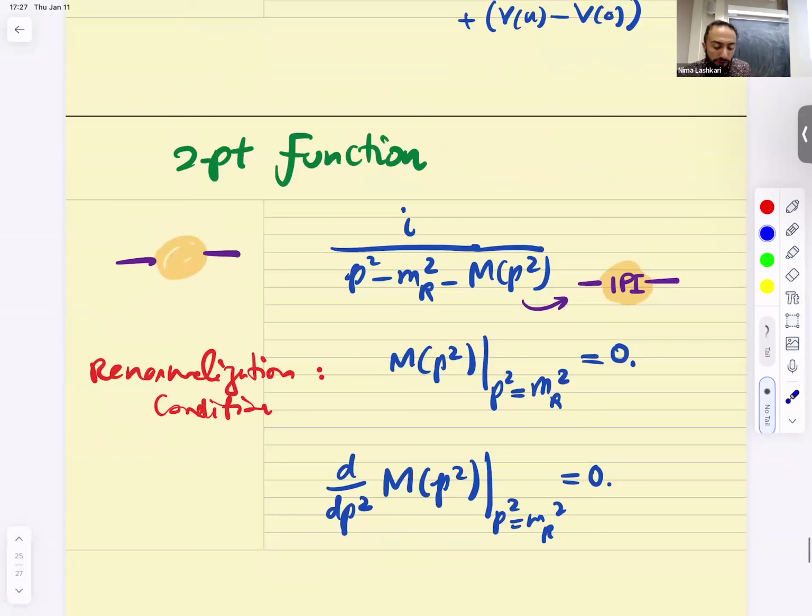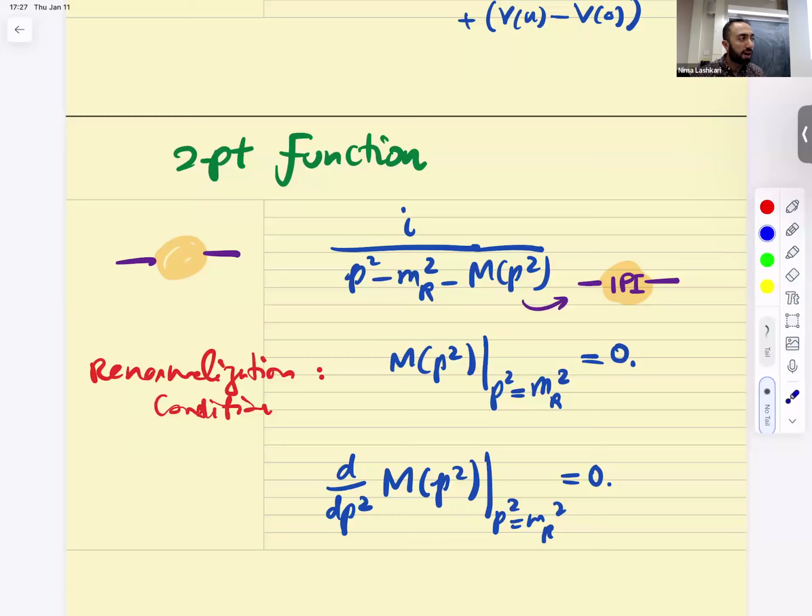All right, so the 2-point function. That was the 4-point function, that was the vertex. The 2-point function is basically i over p squared minus renormalized mass squared minus this M of p squared, the 1PI diagram. The renormalization condition says that M of p squared, when p squared is on shell with the correct renormalized mass, should be 0. And the derivative d/dp squared should be 0.